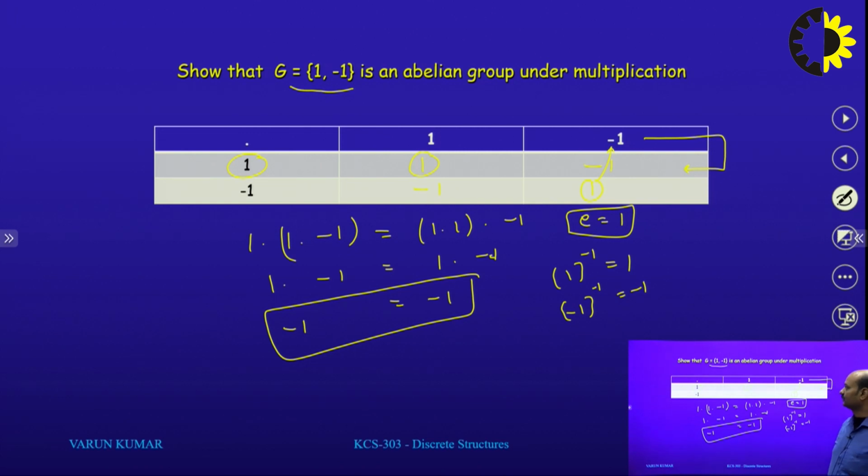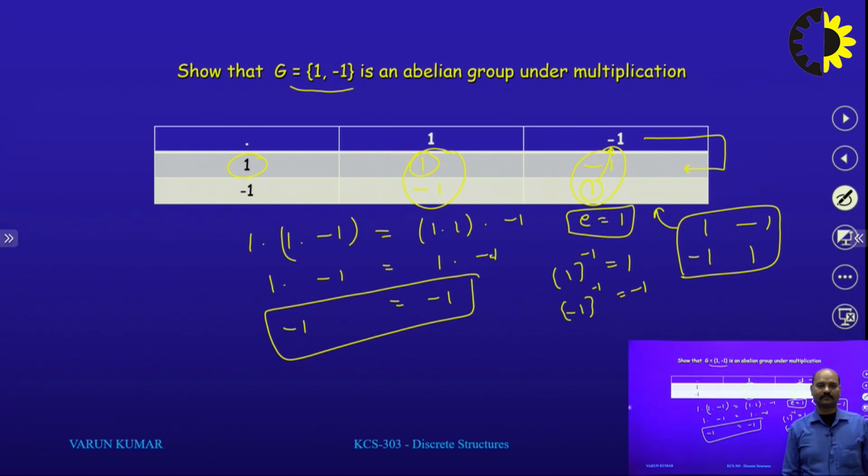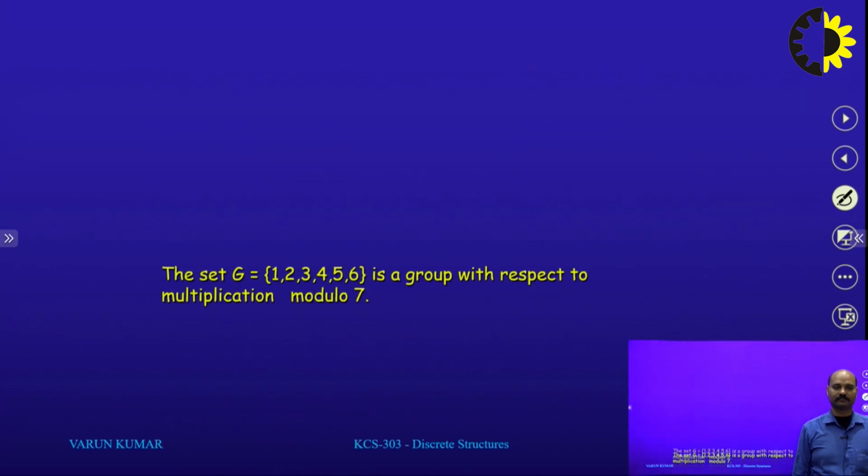And for the abelian group, abelian means property number 5, that is commutative in nature. So we transpose this, that is 1 and -1, and this is -1 and 1. So again the matrix is the same as given. So we can say that it also follows the commutative property. So we show that this particular set is an abelian group under multiplication.